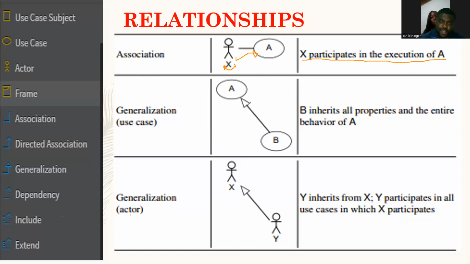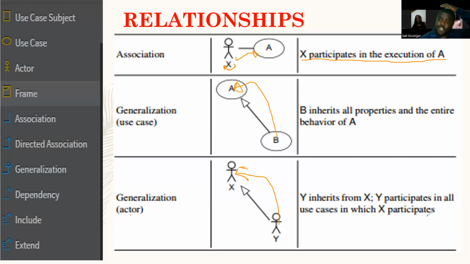Once you see B to A, B inherits A. Y inherits X. What does it mean? It means B inherits all properties and the entire behavior of A. Y inherits from X. Y participates in all use cases in which X participates.